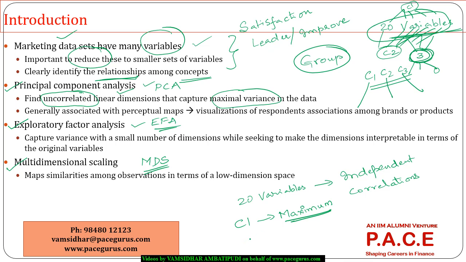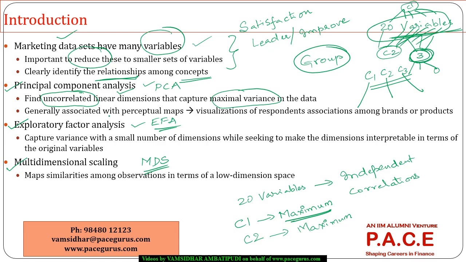Then whatever is left, again to whatever extent it is possible, component 2 captures the maximum possible out of the remaining, like that C3, C4. So that's where we find the first component captures a much bigger proportion of the variation in the original data. The next is captured by component 2, then component 3, and so on. So when we execute it in detail, you'll get much more clarity.